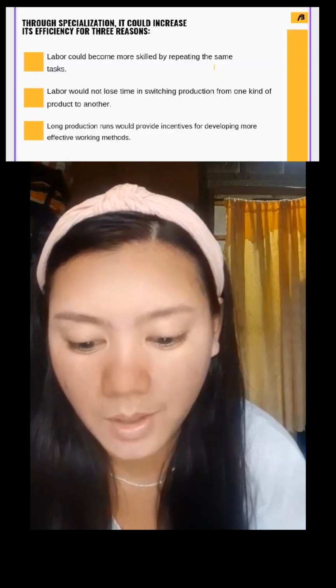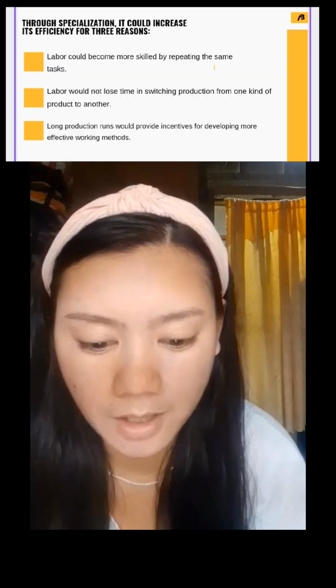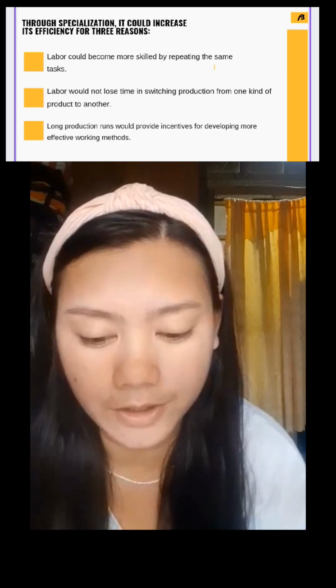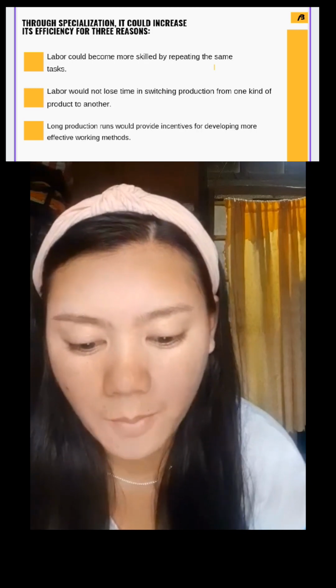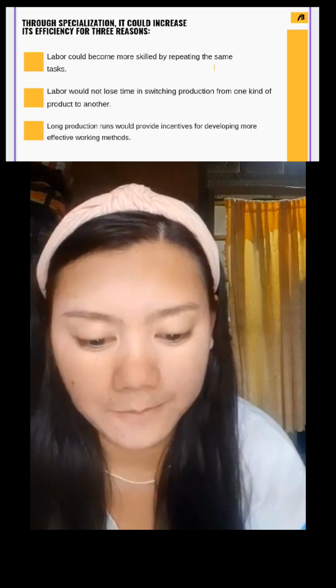Theory of absolute advantage: the ability of an individual, company, region, or country to produce a greater quantity of goods and services with the same quantity of inputs per unit of time, or through specialization, it could increase efficiency for three reasons. One, labor could become more skilled by repeating the same task. Two, labor would not lose time switching production from one kind of product to another. Three, a long production run could provide incentive for developing more effective working methods.